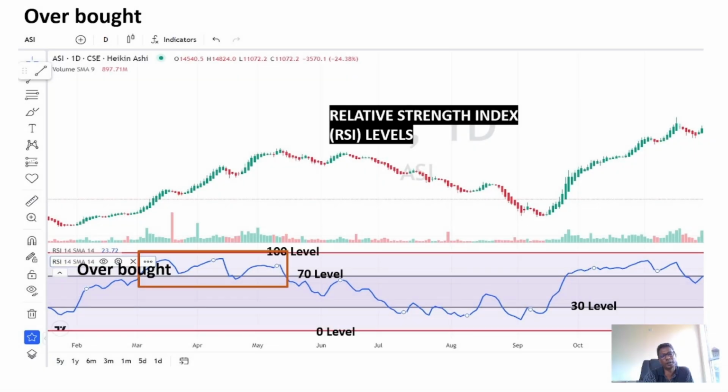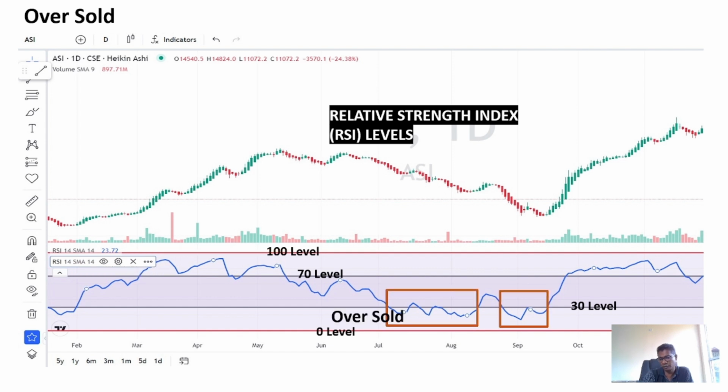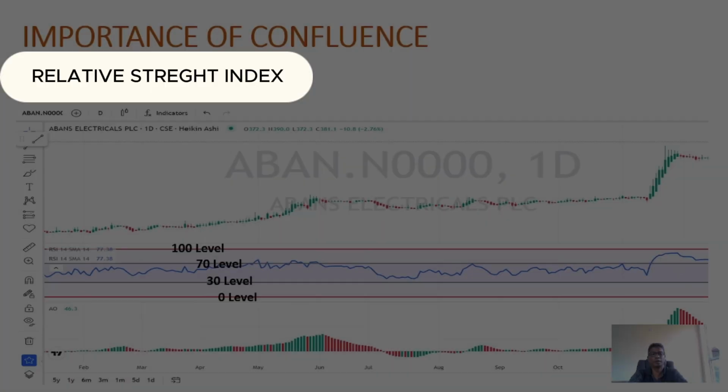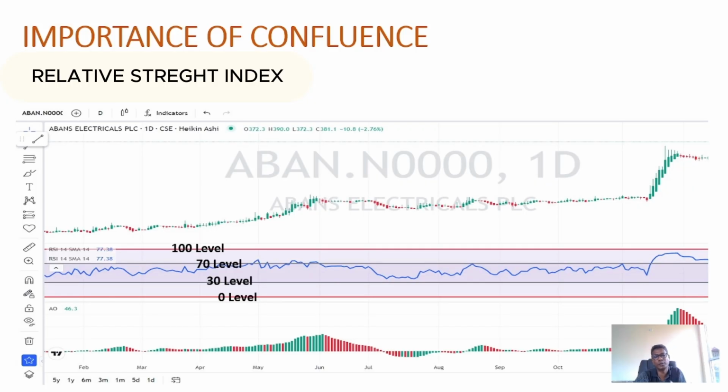To make you more clear, I have highlighted the overbought level in this graph, and in the second graph I have highlighted the oversold level. Many traders use RSI as a simple tool to buy when it's oversold and sell when it's overbought. If that is your approach, you are leaving a lot on the table. RSI is far more powerful when used to gauge the strength or weakness of price momentum.